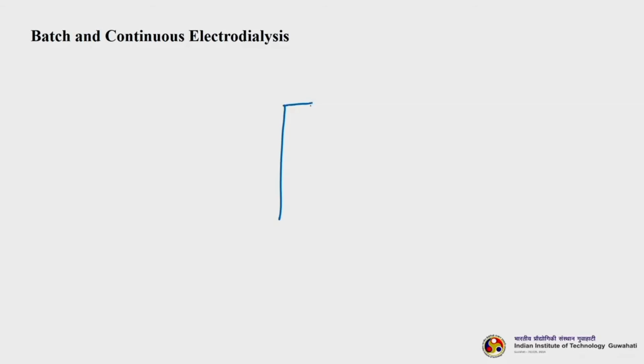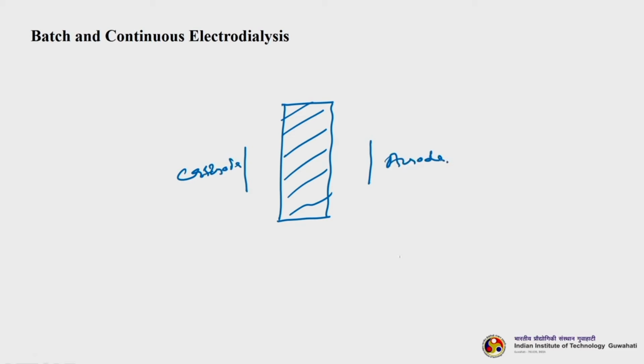So, let us say this is our electrodialysis membrane setup. Then you will have a cathode here, and an anode here. Of course, cathode and anode are connected to a DC source, right. So, then what will happen basically?